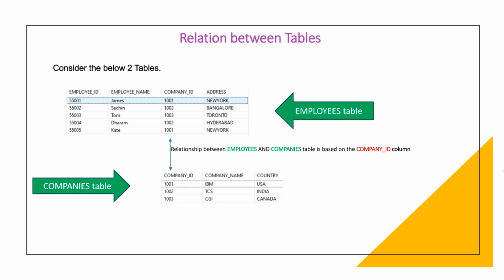In this lecture, we have understood what a relational database is, and we have seen how two tables relate to each other using the column attribute.